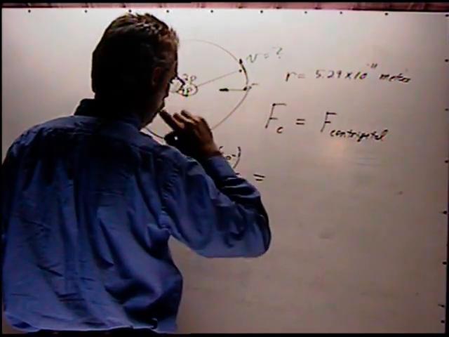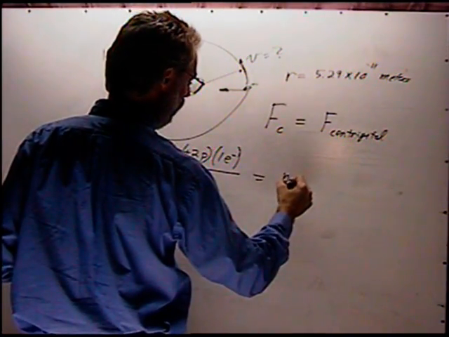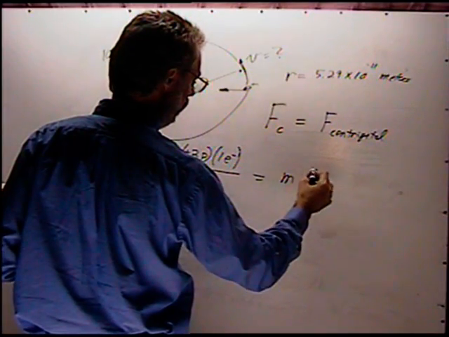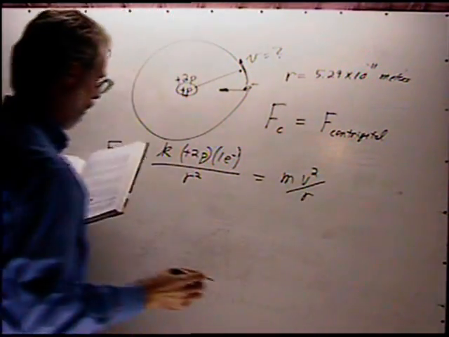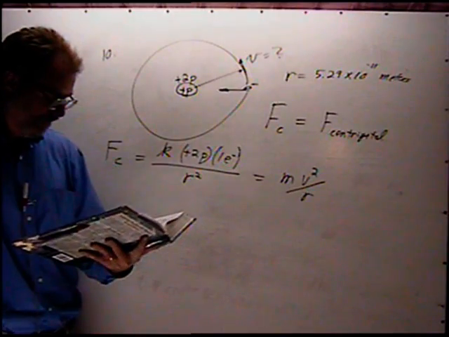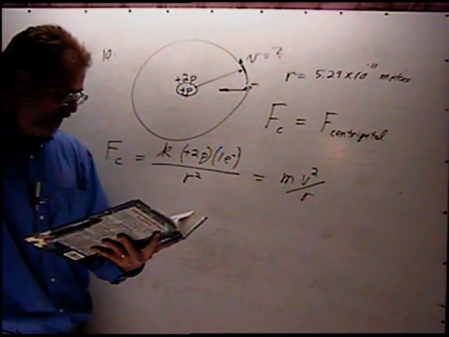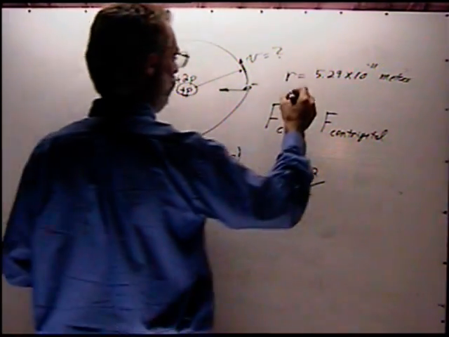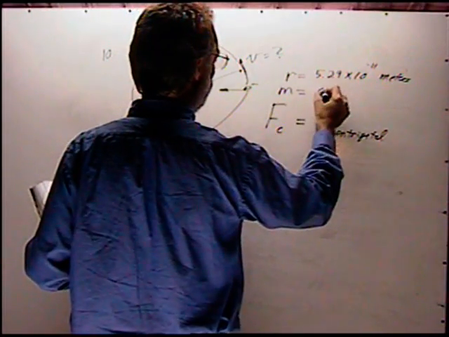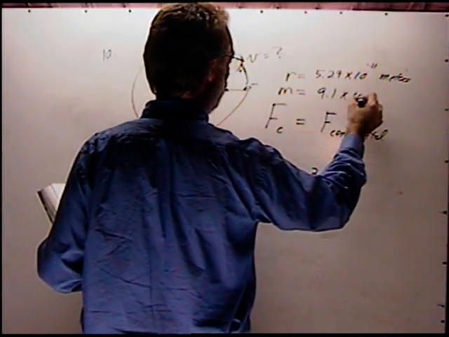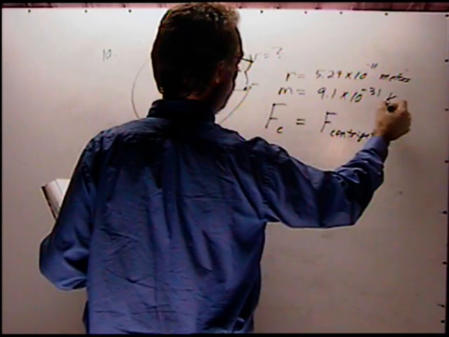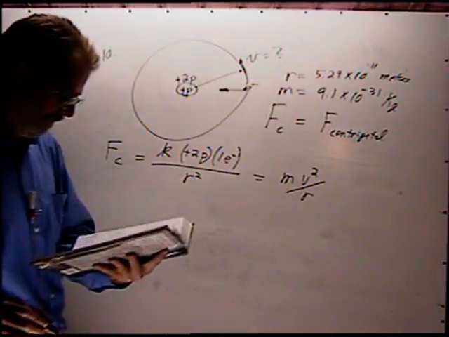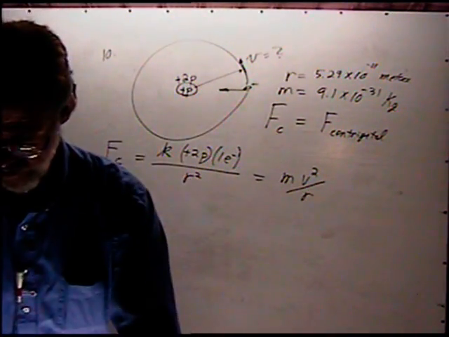So mathematically that's mass times v squared over r. And the question is, what is the speed? Now the mass of the electron is 9.1 times 10 to the minus 31 kilograms. Okay, so how do we work this?